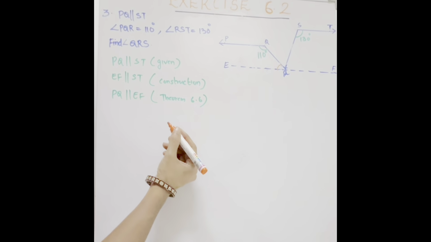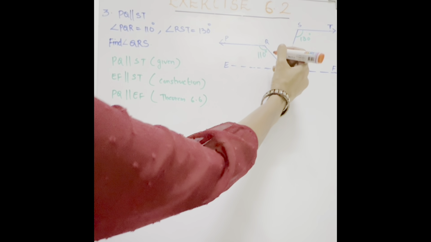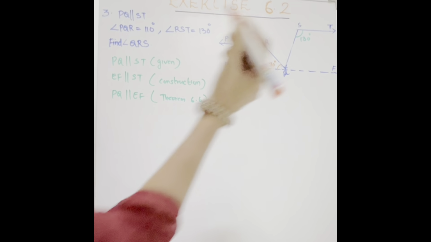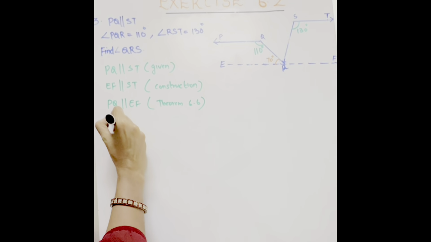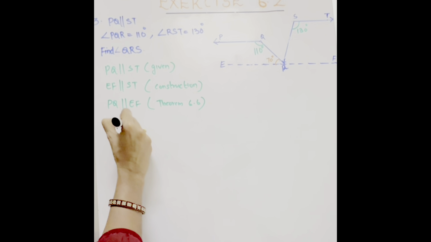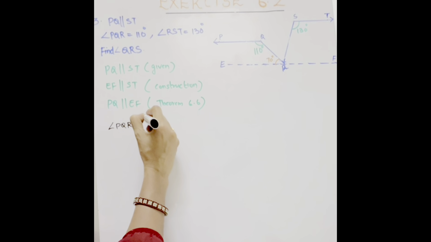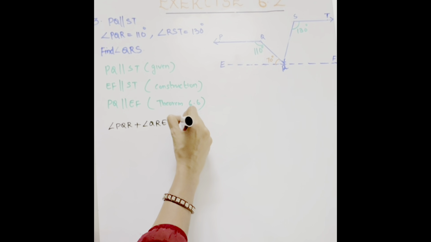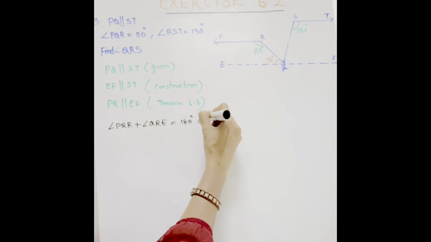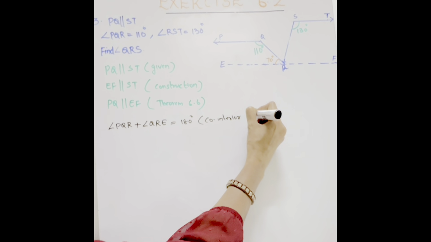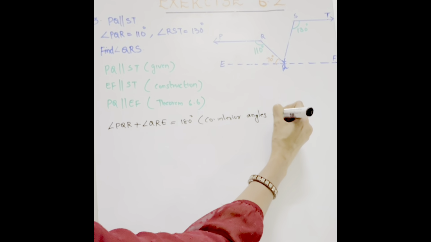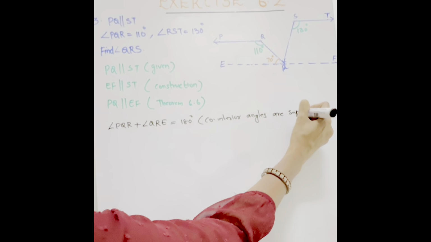So what would be the value of that angle? It would be 70. How do you find them? Because co-interior angles are supplementary. You know, angle PQR plus angle QRE is 180 degrees. Why? Because co-interior angles are supplementary. You know how you got them, right? Are supplementary.